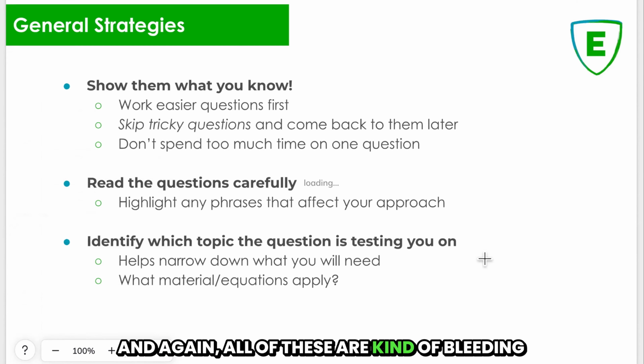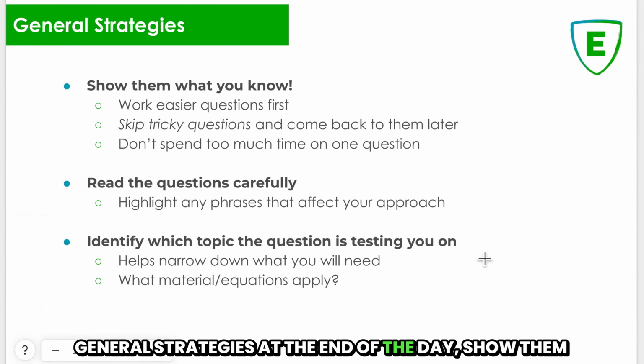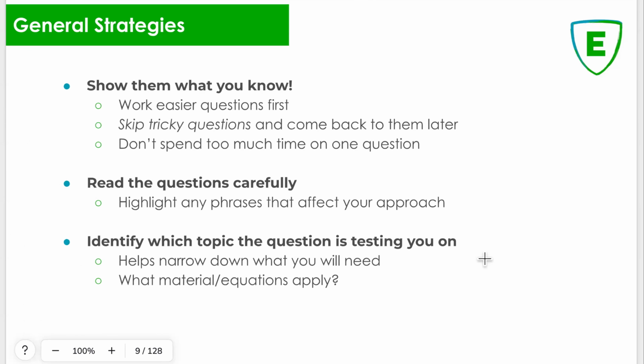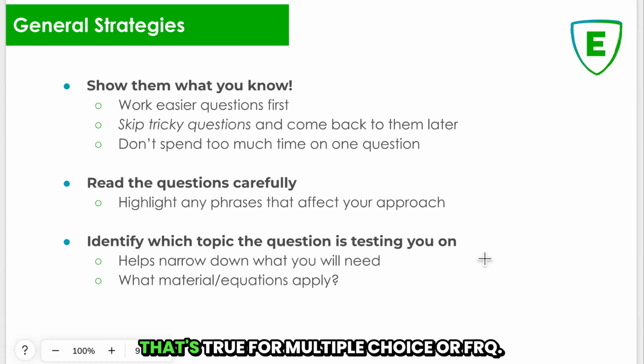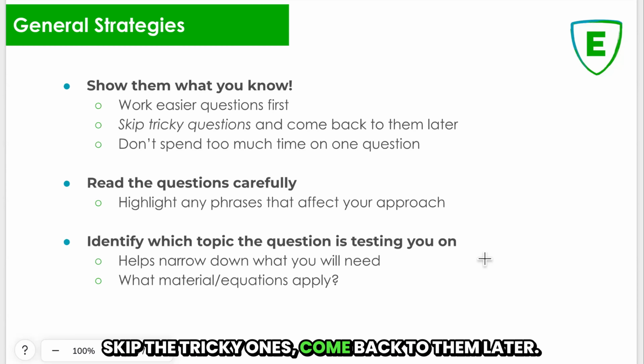And again, all of these are kind of bleeding together because they all work together. General strategies at the end of the day: show them what you know. Work the easier questions first. That's true for multiple choice or FRQ. Skip the tricky ones, come back to them later.